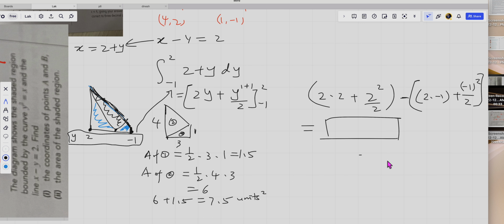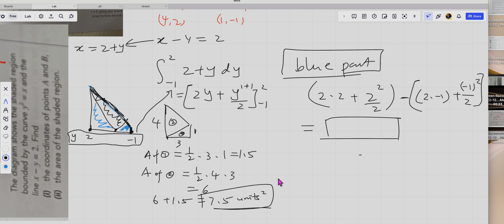So once you get the value, this is the blue part, right? This is our blue shaded part. Okay? And then this is the trapezium. So you just find the difference. That will give you the area under the curve. That's 7.5 minus this whole thing.